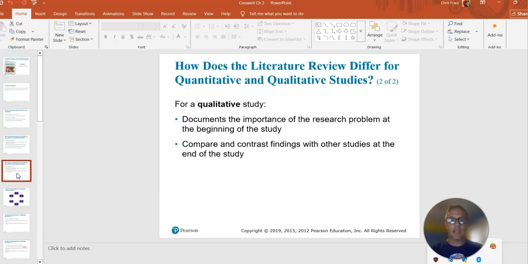Now, a qualitative study is more of telling a story. It is more about getting the beliefs or the thoughts, the perspectives of others maybe involved in this topic or this issue. Okay? So the literature review here for a qualitative study helps you to document the importance of the research problem at the beginning, and then also compare and contrast findings with other studies at the end of the study. So not necessarily that you're doing the research with individuals, but you might be pulling information from previous articles, previous literature, previous data, and then comparing them within your study.